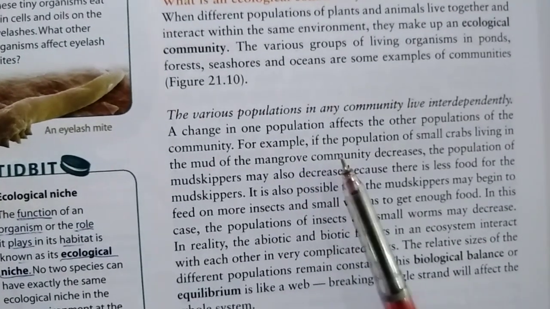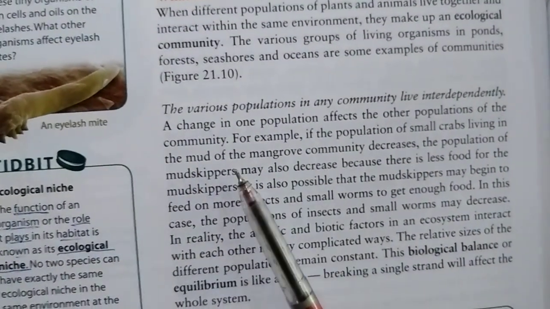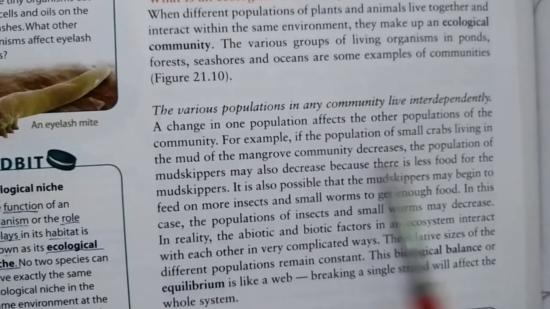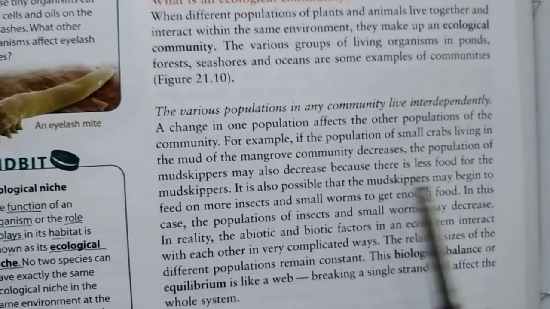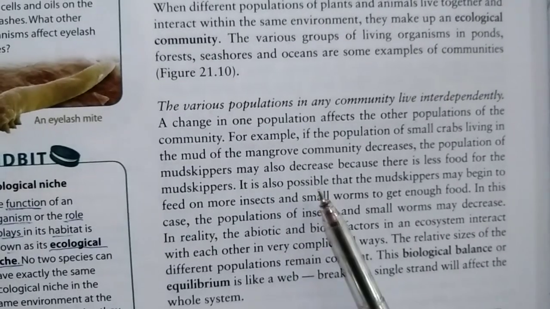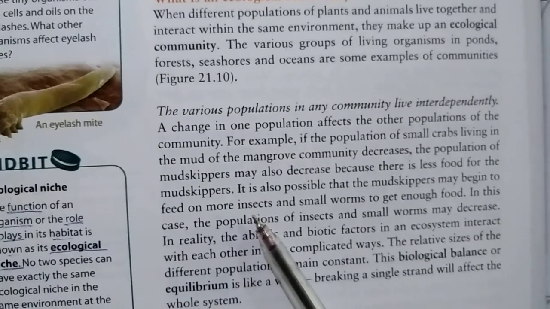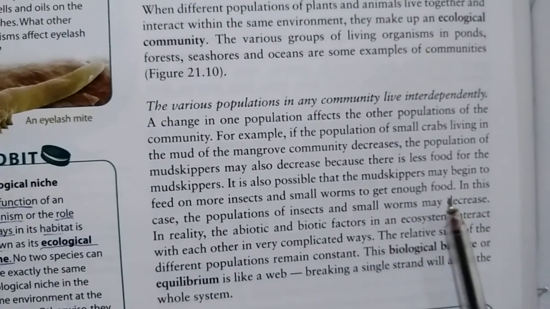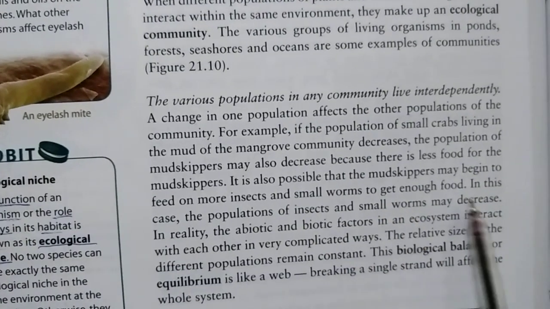For example, if the population of small crabs living in the mud of the mangrove community decreases, the population of mudskippers may also decrease because there is less food for the mudskippers. It is also possible that the mudskippers may begin to feed on more insects and small worms to get enough food. In this case, the populations of insects and small worms may decrease.